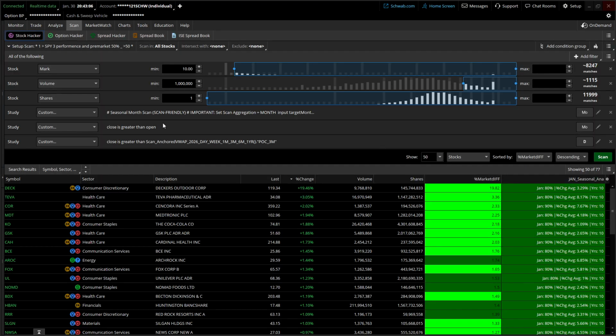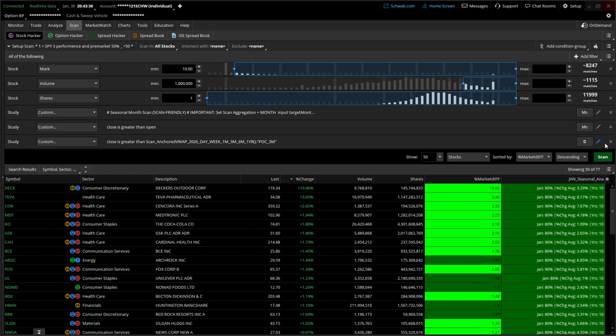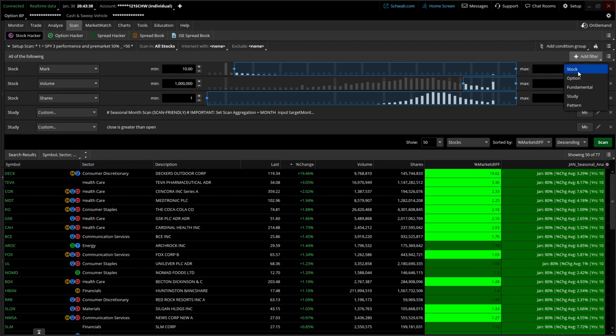So right now with the scanner, I have a parameter set for any stocks above $10 that had to have at least 1 million volume today, and they had to at least have one share. I have my seasonality script on here as well, so I'm looking for any bullish stocks for January. And the close has to be greater than the month open. I think I had it set. It's not going to show. I have to reload that.